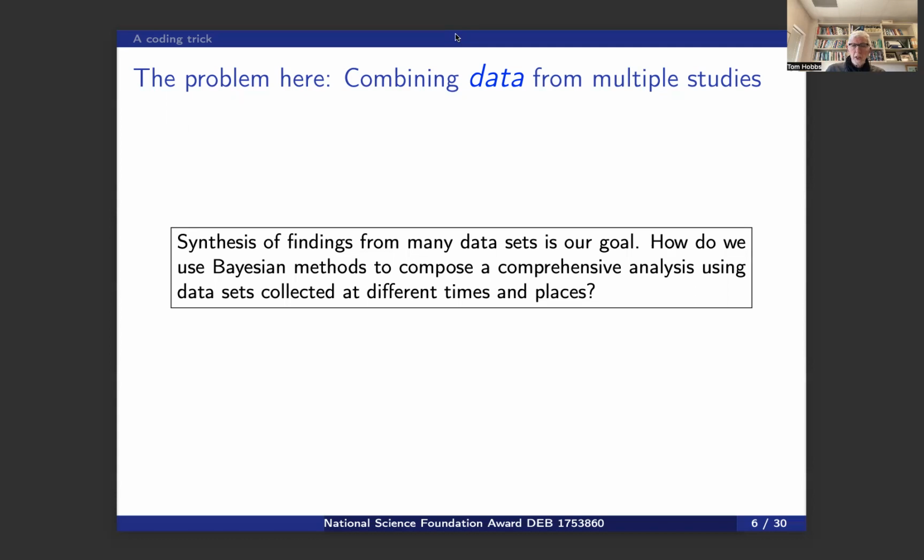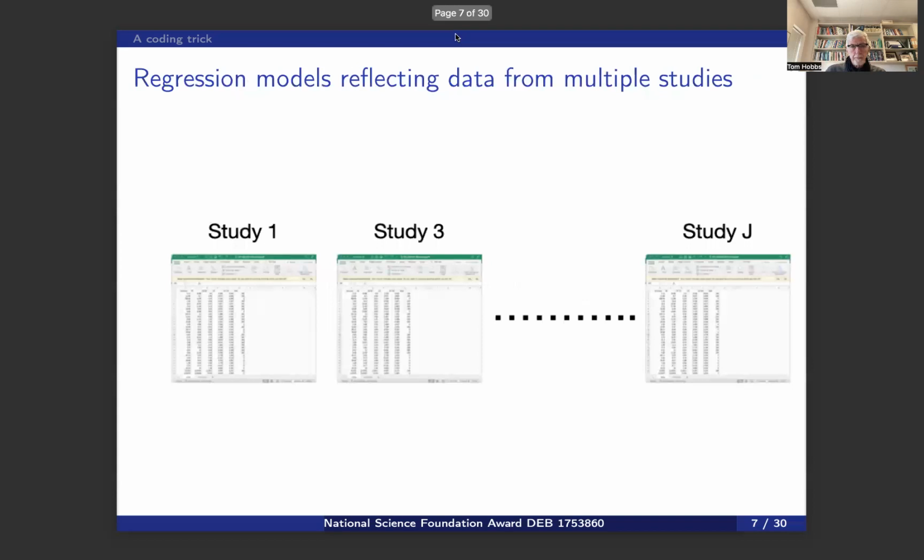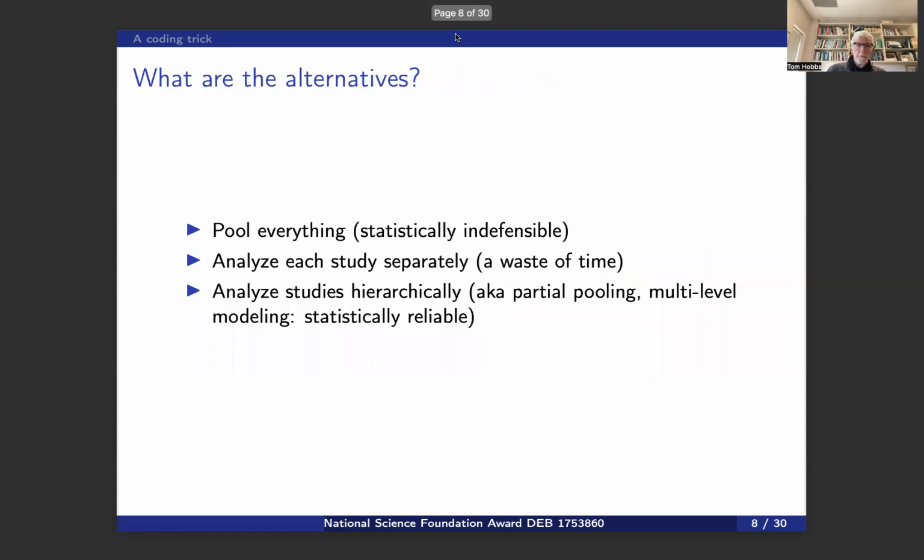So we're going to discuss how we use Bayesian methods to build up a comprehensive analysis using data sets collected at different times in different places. The example we're going to use is a regression model reflecting data from capital J number of studies. I've illustrated those different data sets with separate spreadsheets here, and they must have a shared response, and they must have at least some shared predictor variables.